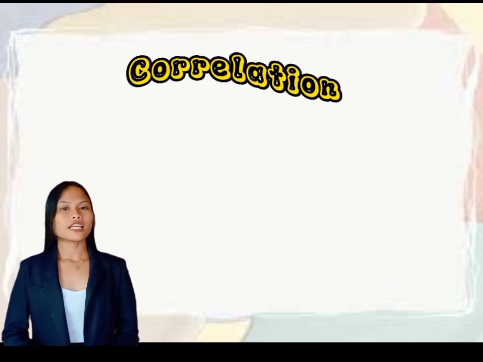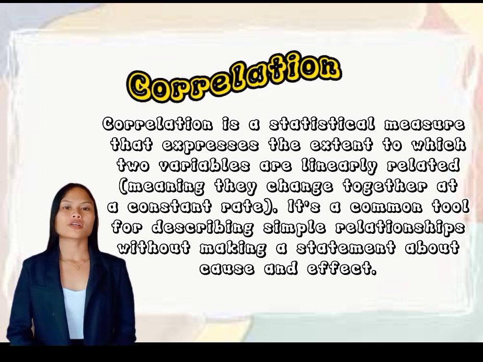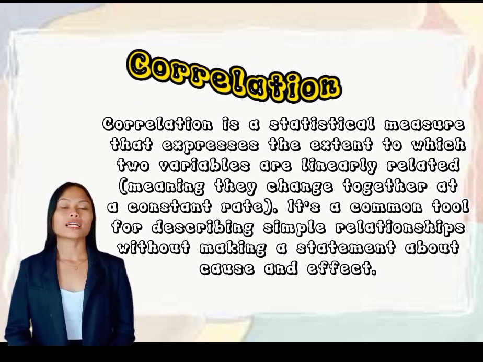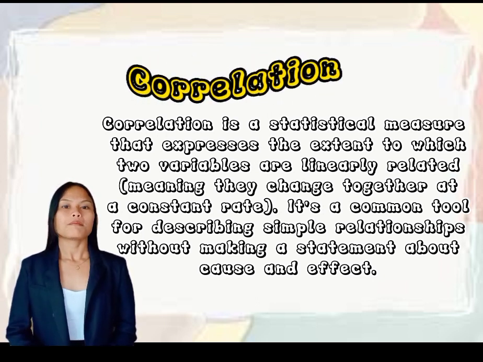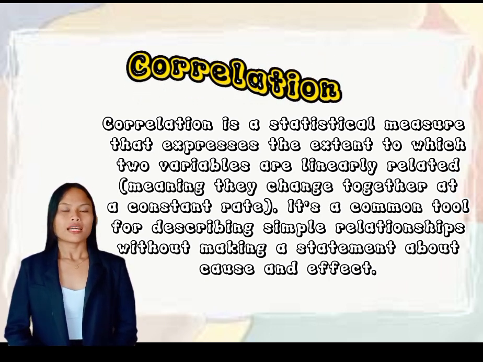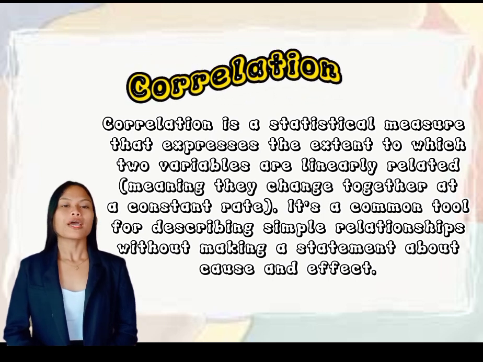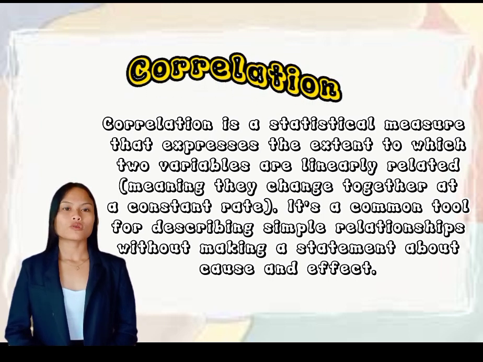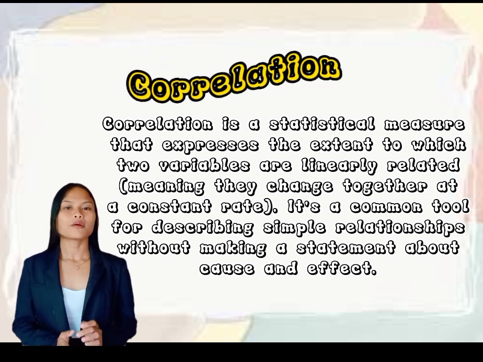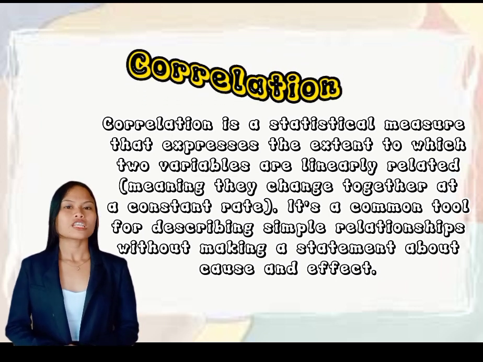Then, correlation. Correlation is a statistical measure that expresses the extent to which two variables are linearly related, meaning they change together at a constant rate. It's a common tool for describing simple relationships without making a statement about cause and effect. For example of correlation, the more time you spend running on a treadmill, the more calories you will burn.